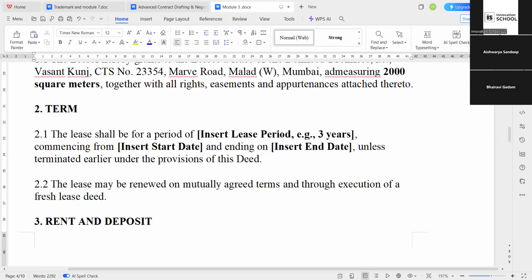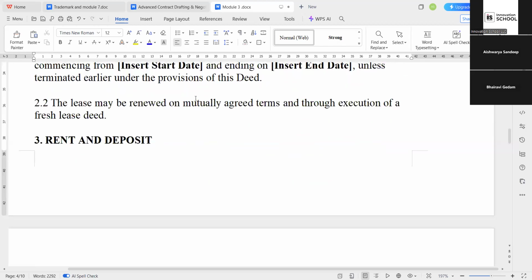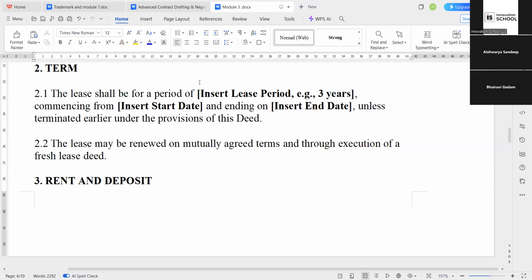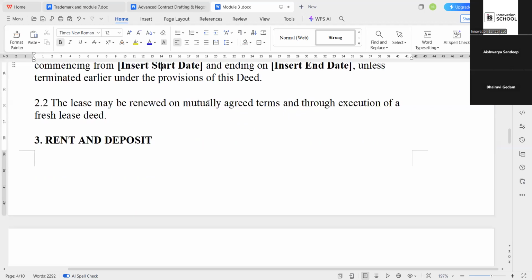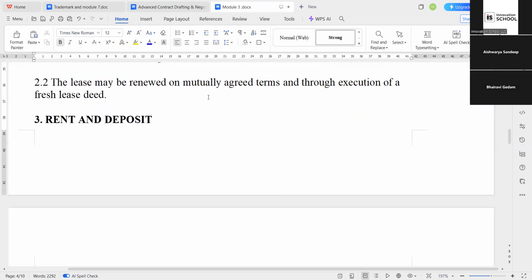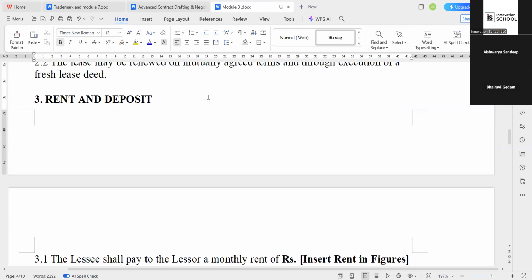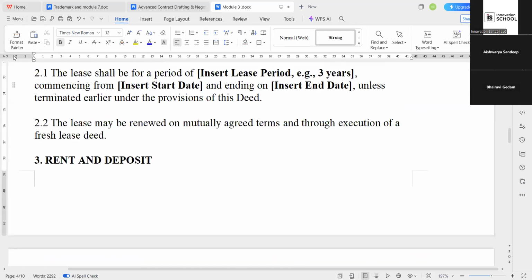Then comes the term, the duration for which you are going to give the lease. You will insert whatever is the starting date, you will insert whatever is the ending date. Now, this can be executed for however much duration you want, and it will be renewed mutually. Now, one person individually cannot renew the lease.